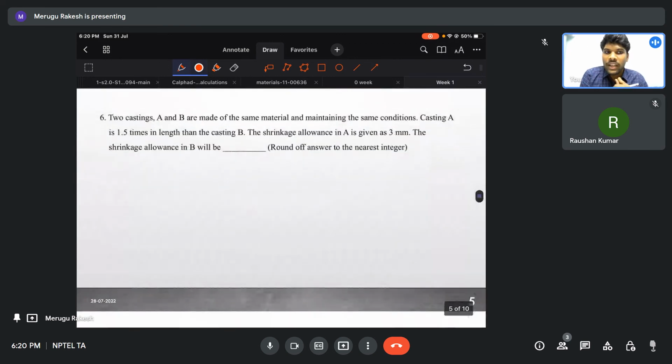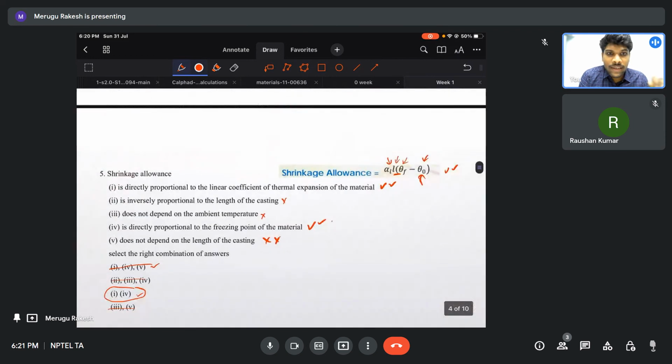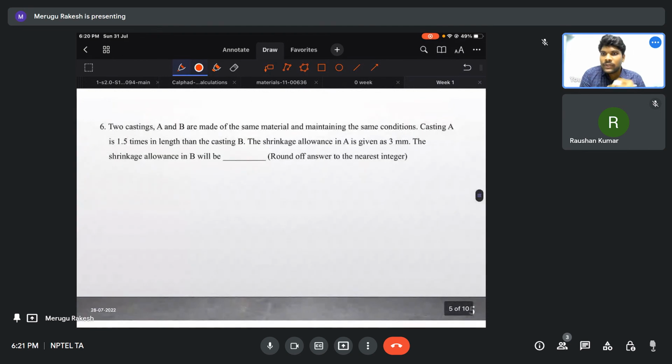It was a numerical based upon this shrinkage. You have to remember the shrinkage formula to answer this question, because there is no quadratic term in the formula. Everything is linear, so if there are two objects of the same material, you can directly compare them. Question number 6: there are two castings A and B, of the same material under the same conditions, so the ambient conditions and everything are the same. Casting A is 1.5 times the length of casting B.